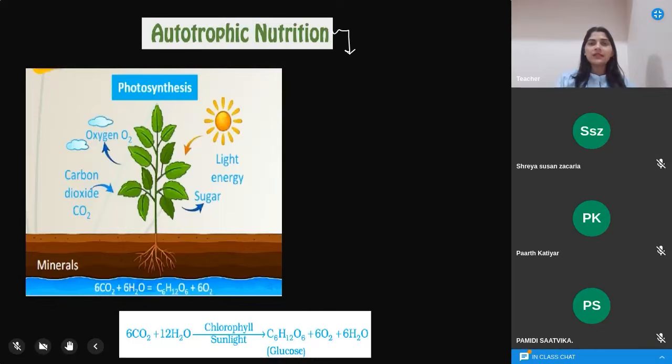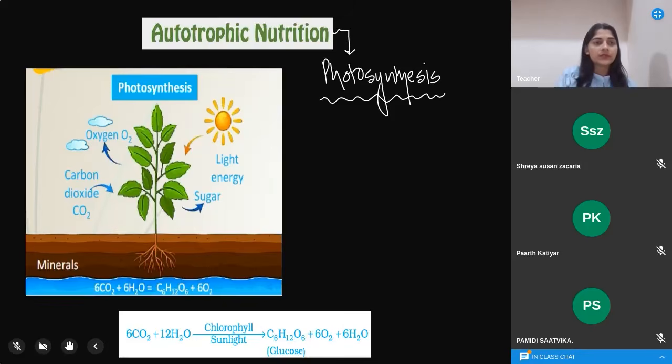Okay, so right now we discussed what is autotrophic mode of nutrition. Autotrophic means when the plants prepare their food on their own, right? How are they doing it? They are doing it with the help of the process called photosynthesis. Correct? Now, what are you all observing in the picture?